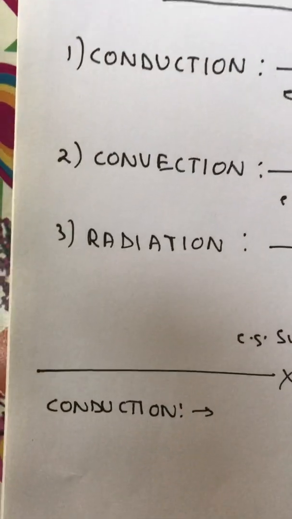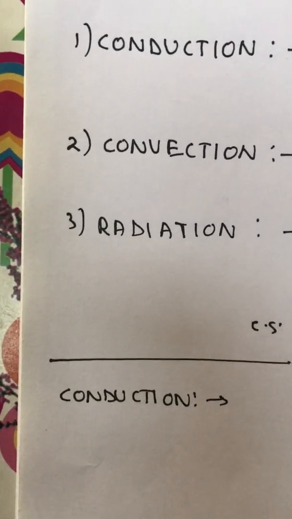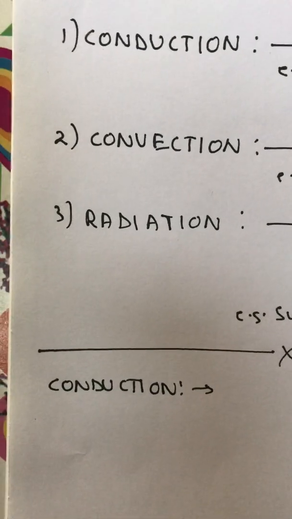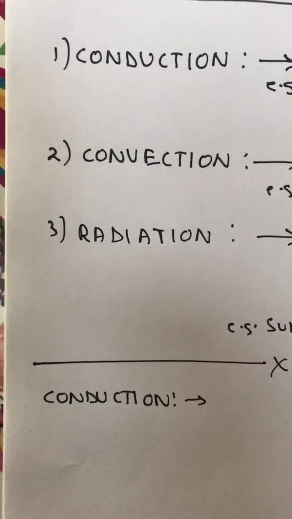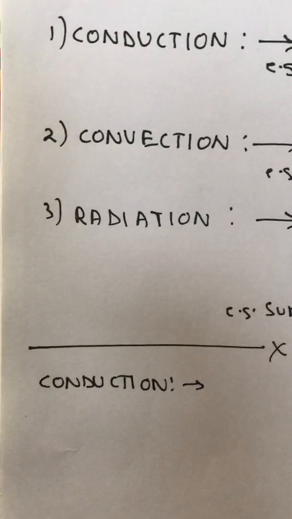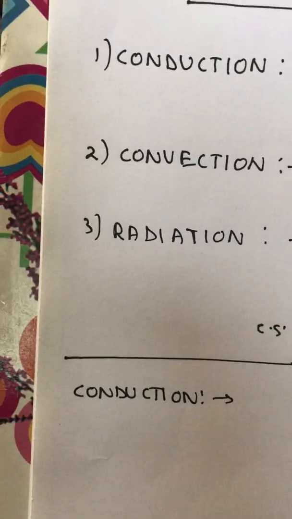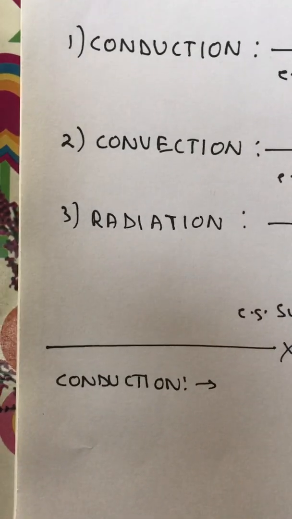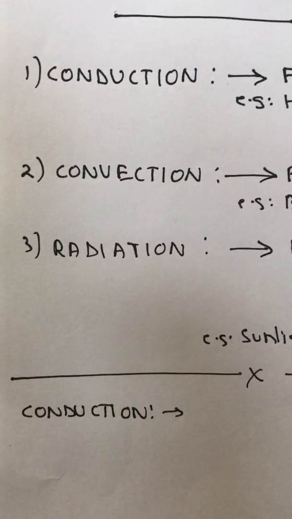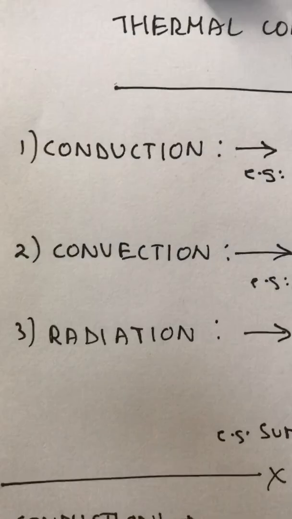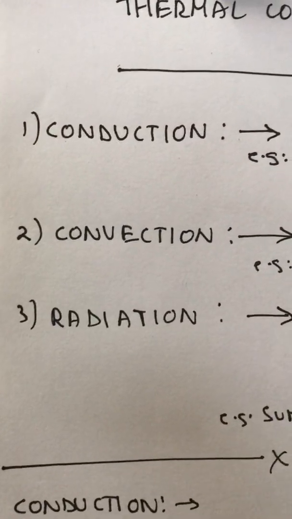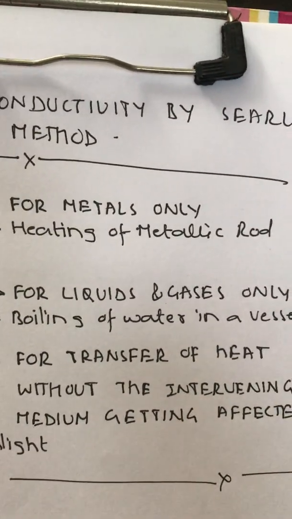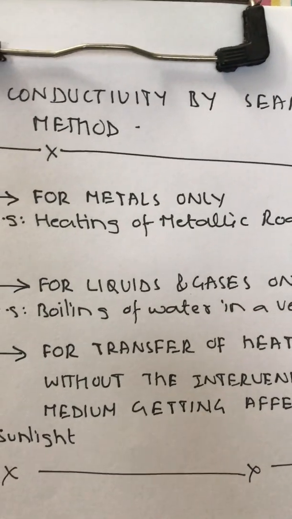But what is more important is that the transfer of heat always takes place from the region at a higher temperature to the region at a lower temperature. Please keep in your mind that the transfer of heat always takes place only from a region at a higher temperature to the region at a lower temperature. So let's go to the next part, which is convection. Convection happens only for liquids and gases. So convection will not happen for metals.